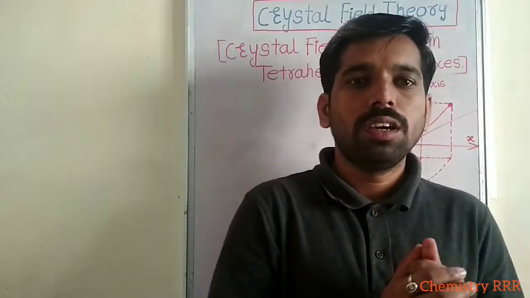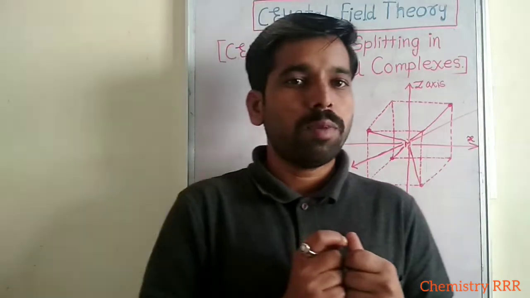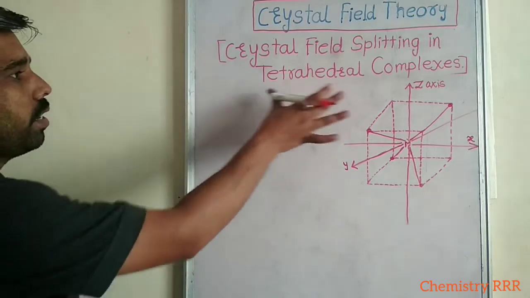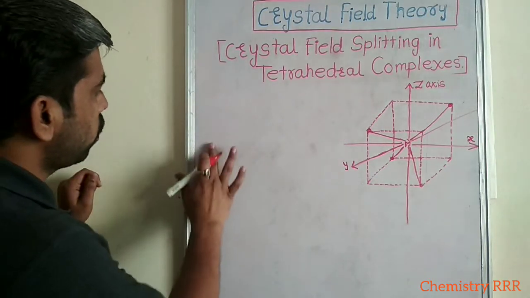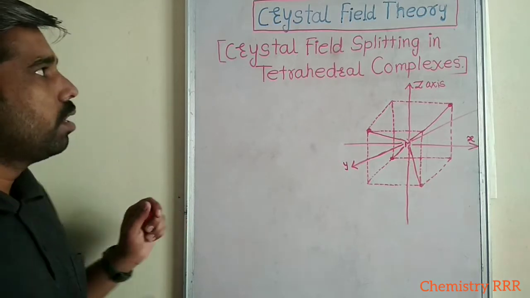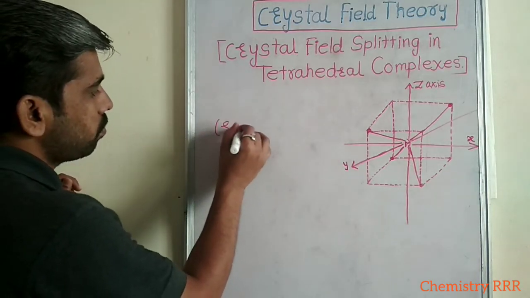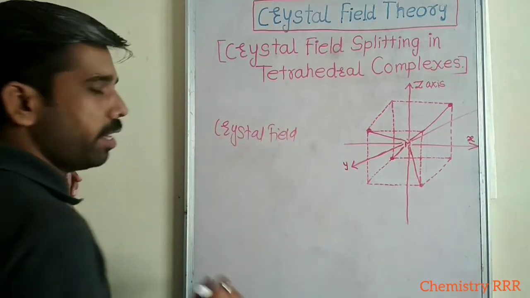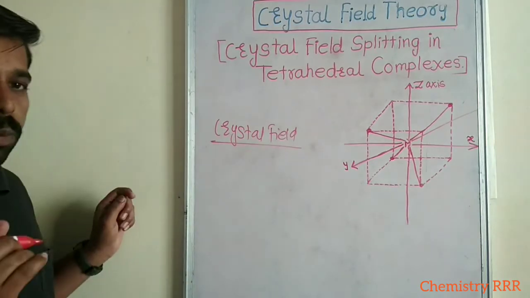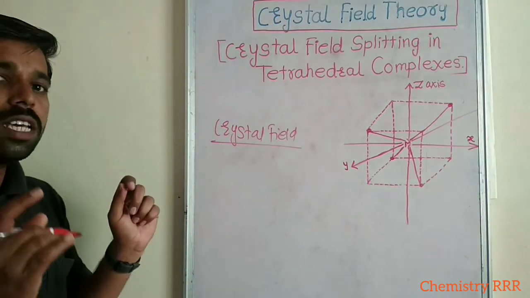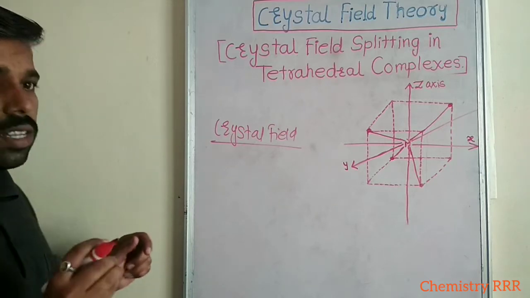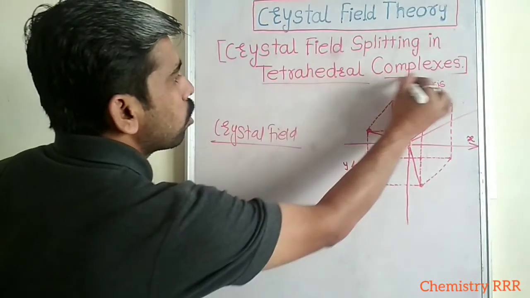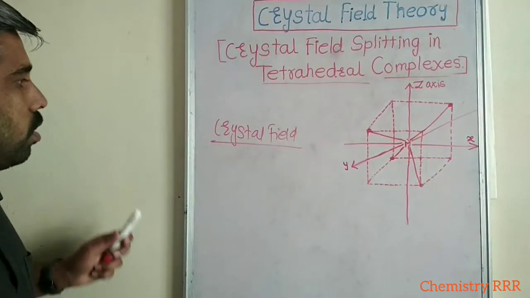Today I am going to discuss crystal field splitting in the case of the tetrahedral complex. Okay, now let's discuss crystal field splitting in the case of the tetrahedral complex. In the last lecture we already discussed what is meant by crystal field splitting, the shape of d orbitals, and crystal field splitting in the case of the octahedral complex. Now in this lecture we will discuss crystal field splitting in the case of tetrahedral complexes.